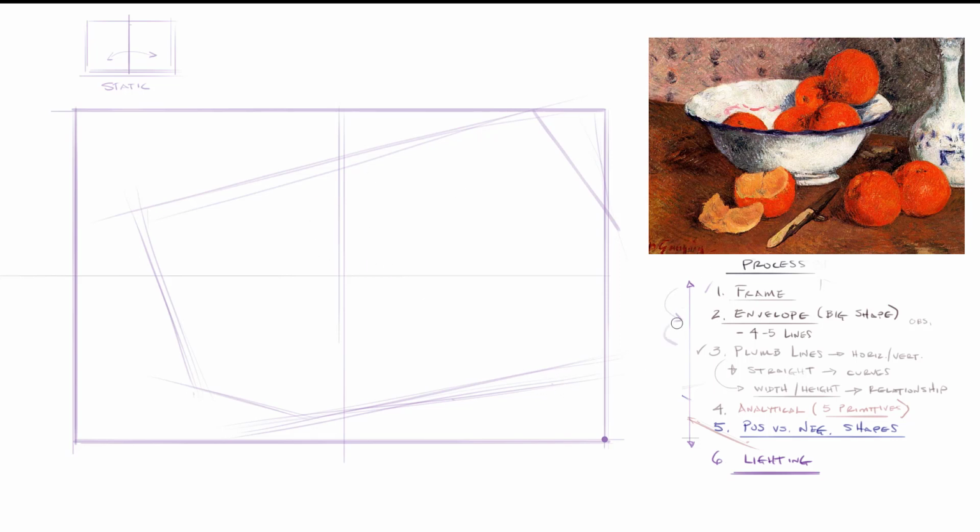Okay, done. Next is plumb lines. Just thinking about how to break this up, right? So horizontals and verticals, and then I'm going to start with whatever I think is the easiest thing to find. So what's easy? Well, maybe the bowl. It has a larger, simpler shape or design. So I know where the outer edge is. That's here. And remember, plumb lines are just horizontals and verticals to assign a width and a height.